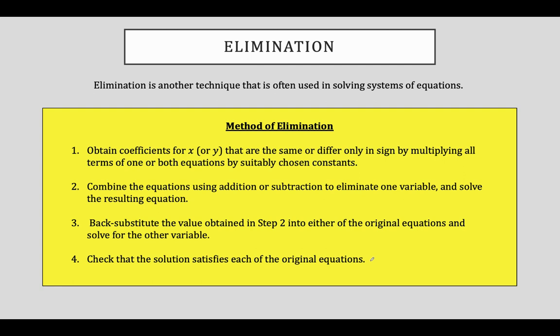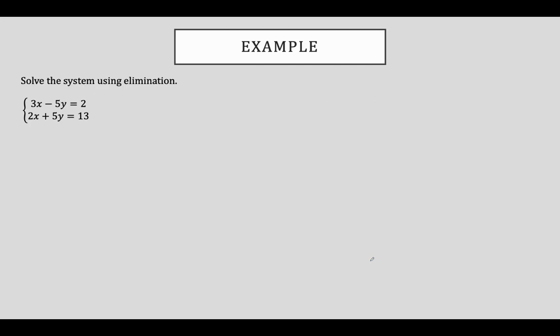So with elimination, your main goal is to combine your equations using addition or subtraction to eliminate one of the variables. Now, you may have to manipulate one or both of the equations in order to get a variable to become eliminated. However, that is not necessarily always going to be the case. So let's look at a few examples here where we can use elimination.